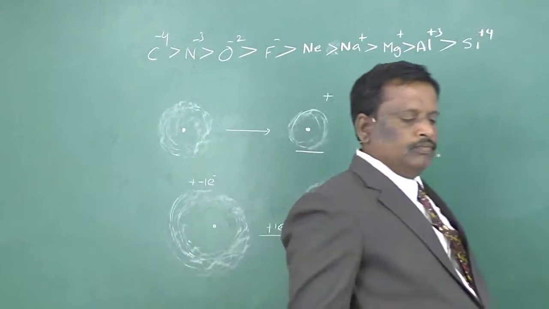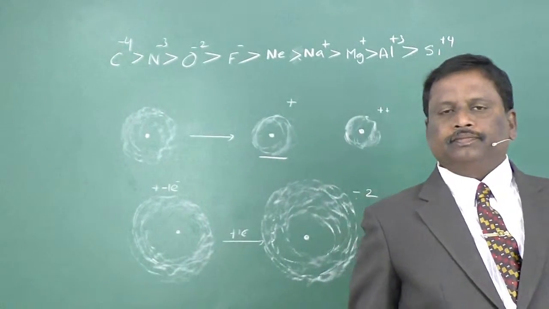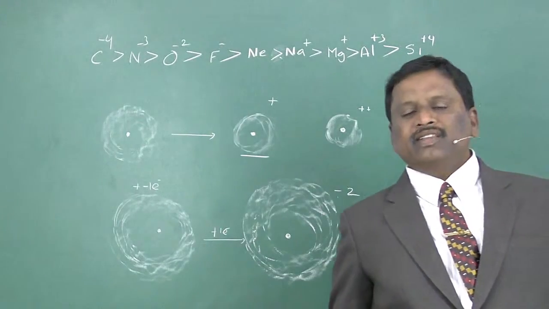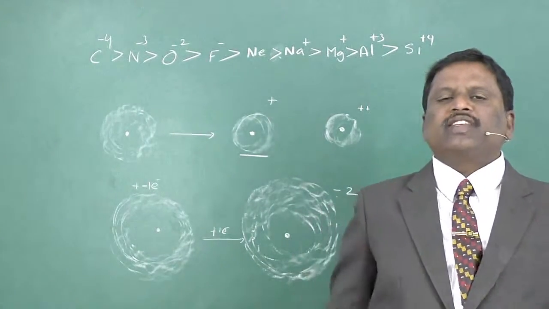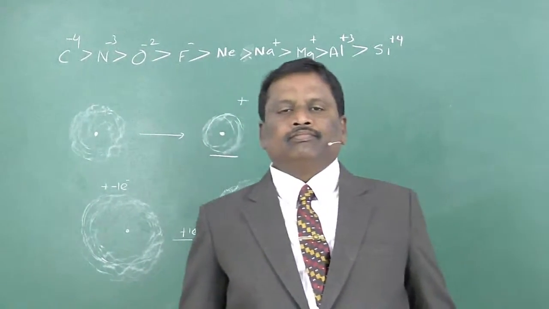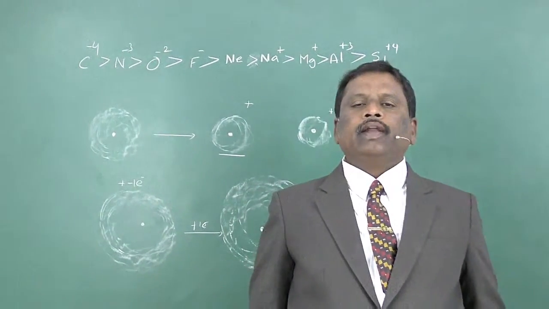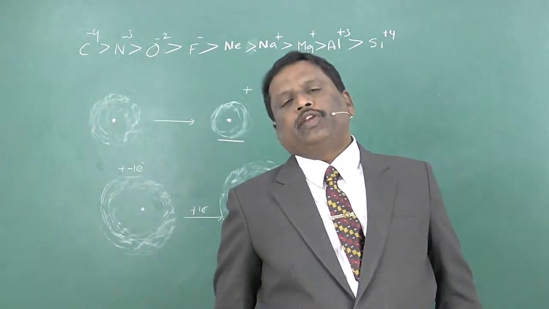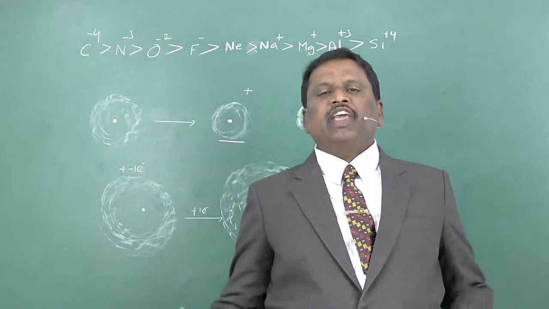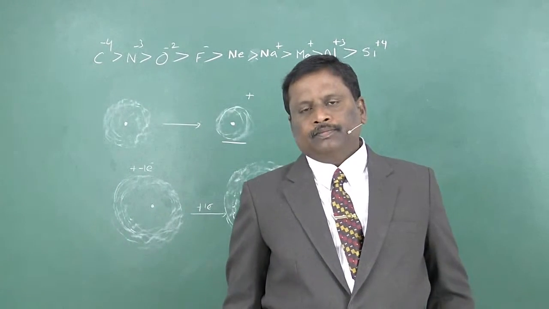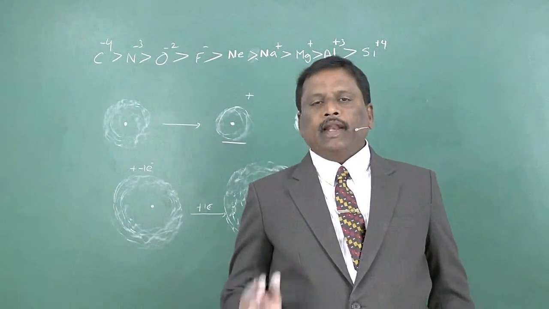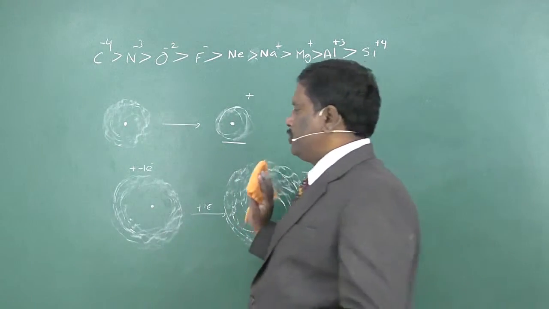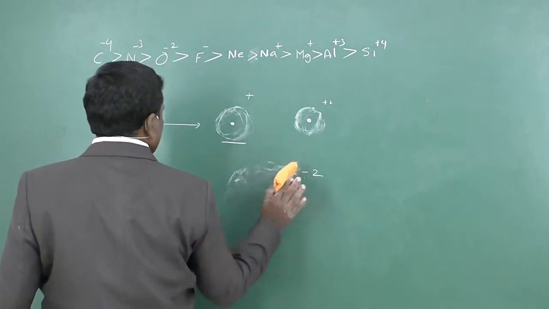Now, periodicity. Periodicity means the change of atomic size along the period and along the group. How it changes is said to be periodicity. Now let us observe the periodicity of this atomic radius.